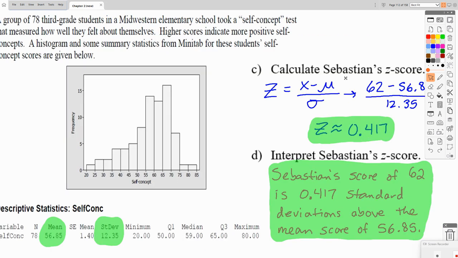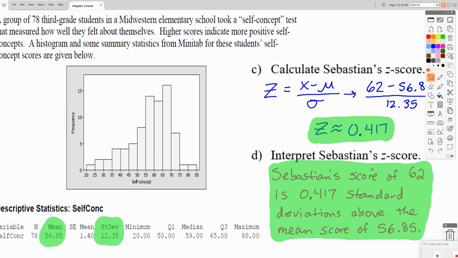C, calculate Sebastian's z-score. So we got to know that z-score formula. Z equals x minus mu over sigma. X is Sebastian's score of 62. Mu is given to us. It's in this table of values here. We got to find mean, 56.85. So that's kind of hidden. There's an 8.5 back there. And the standard deviation, the STDEV, is 12.35. Once I did that math, I got 0.417.